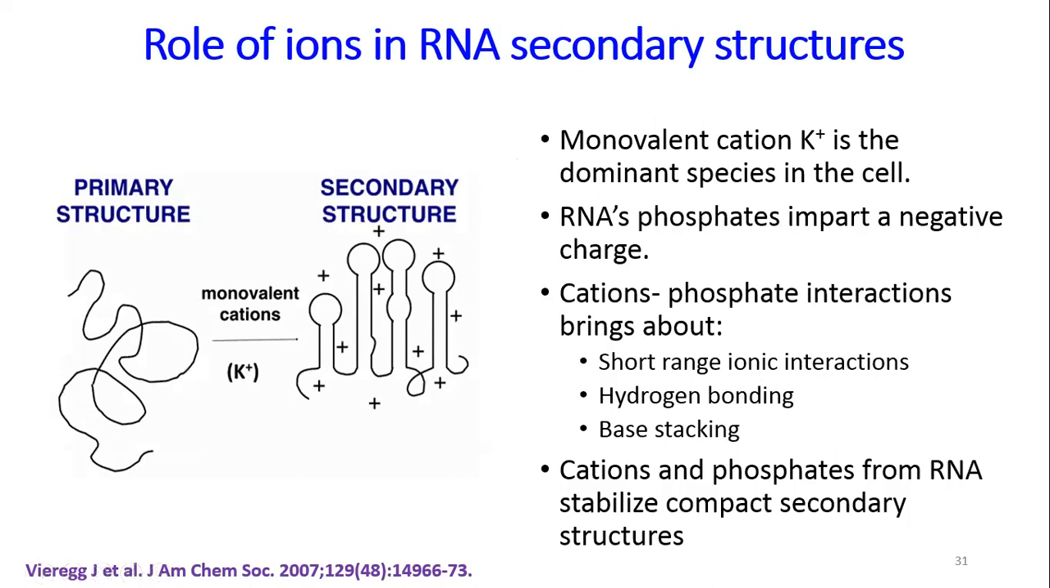And the final factor that affects the formation of RNA secondary structure is the presence of ions. It is known that monovalent cations like K plus ions are the most dominant species in the cell, and these K plus ions are known to regulate the formation of RNA secondary structures.